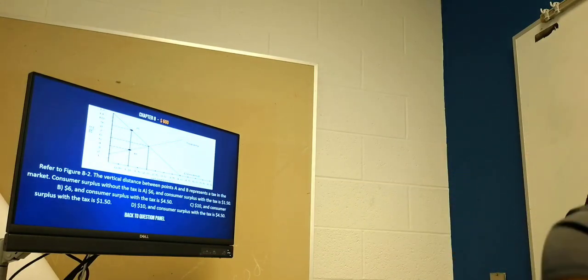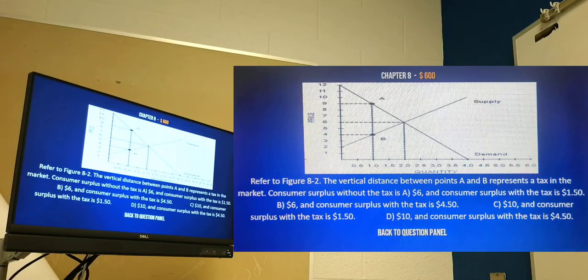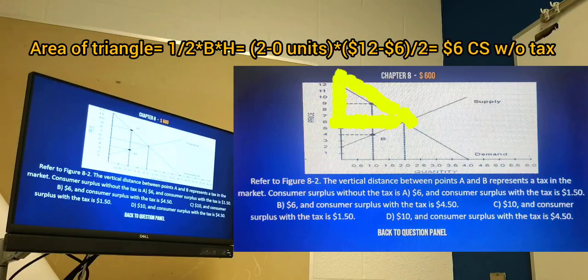So consumer surplus without the tax. What is the shape of the consumer surplus? So we know from which area to which area. The top of the triangle to where? Equilibrium without tax, right? So what is going to be your height? Half base times height. That's the area of the triangle. So half, what's going to be your height? 12 minus what's equilibrium? 6. So 12 minus $6. And what's going to be your base? At equilibrium, how much is sold? 2. Okay. So 12 minus 6 gives you what? 6 times 2? 12. 12 divided by 2. 6. Okay. $6. Before tax.